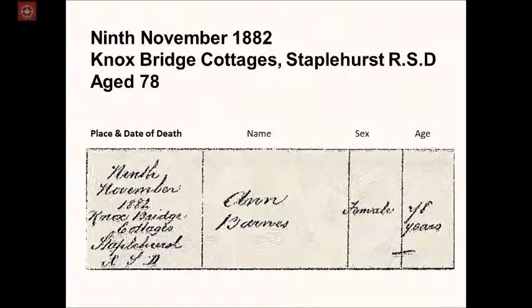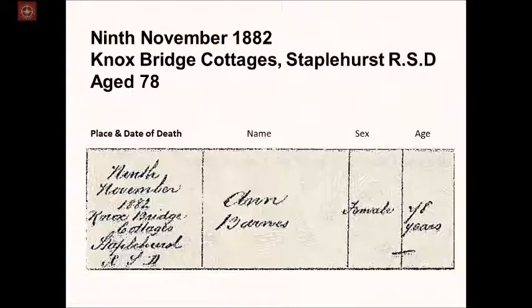So let's work our way through. We're going to start with the place and date of death. Now, Anne died at Knoxbridge Cottages in Staplehurst on the 9th of November 1882. And as you can see from this, she was aged 78. We'll come to that in a moment. Let's look particularly at the place and date of death to start with.